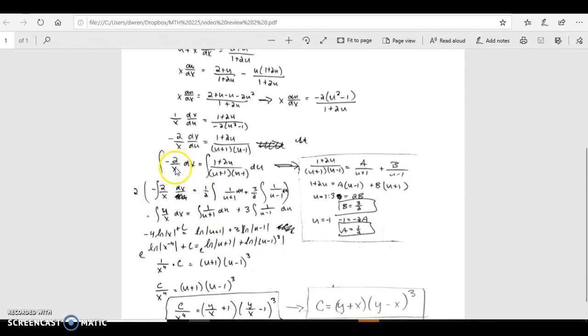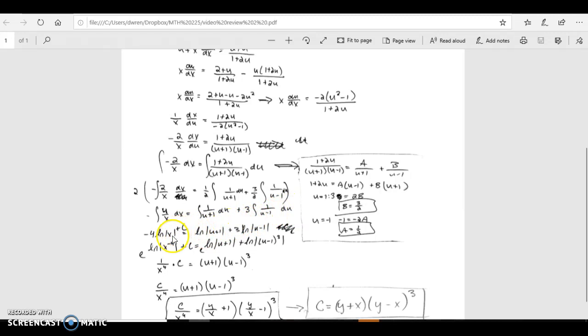Okay, so here we got the negative. Pulling the negative up front, you get the integral of 2 over x dx equals 1/2 of the integral of 1 over u plus 1 du plus 3/2 of the integral of 1 over u minus 1 du. We can multiply everything by 2 and clean up the fractions, which equals negative the integral of 4 over x dx equals the integral of 1 over u plus 1 du plus 3 times the integral of 1 over u minus 1 du.